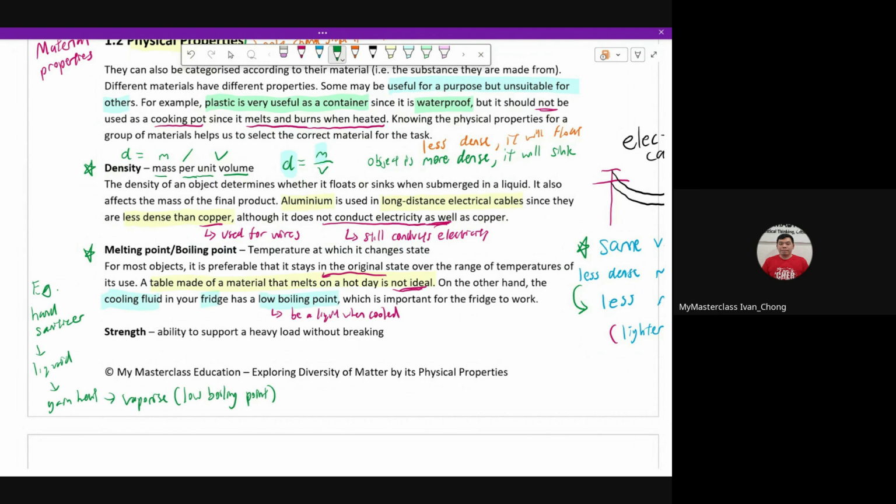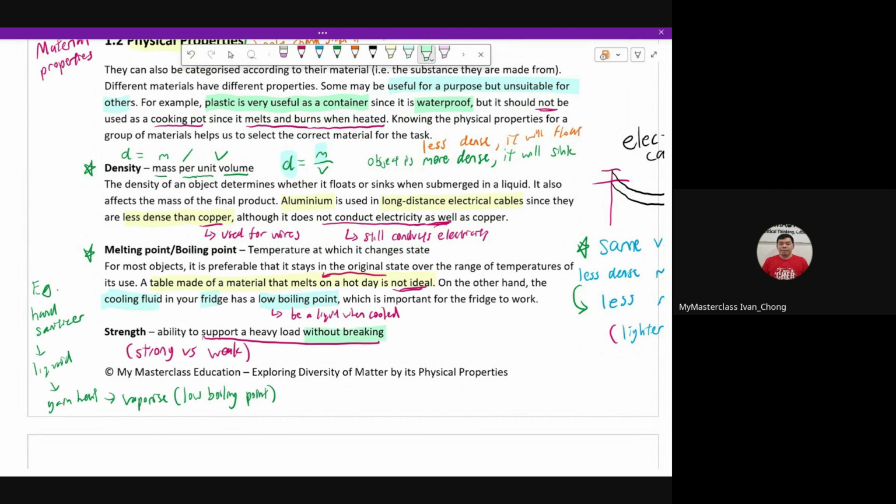Okay? Next one, let's talk about strength. This is talking about how strong you are versus how weak you are. So typically when you say something is very, very strong, you need to be able to support a heavy load without breaking itself. So the thing is, the keyword here is without breaking.